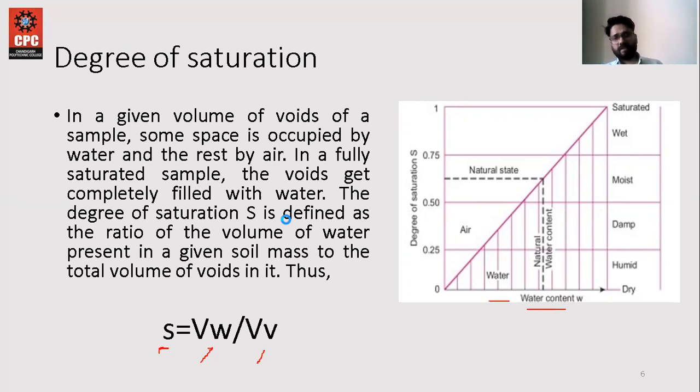Degree of saturation is usually expressed as a percentage and is also known as percentage saturation. For a fully saturated sample, VW will equal VV, then S is equal to 1. That is for a fully saturated sample. And for a perfectly dry sample, VW, the volume of water, will become 0 because the sample is fully dry, so S will also be 0. Depending upon the degree of saturation, a soil is generally described by the states mentioned in this graph.